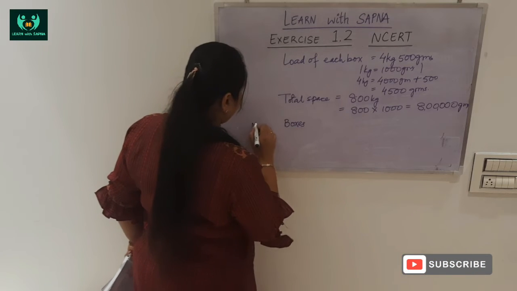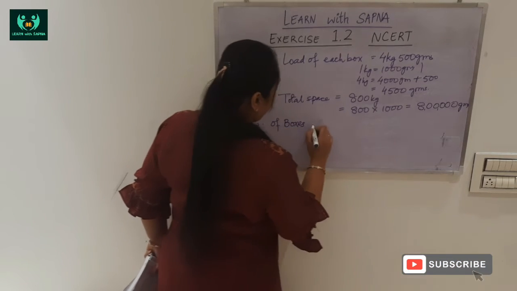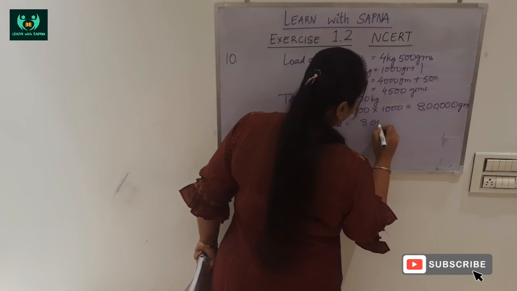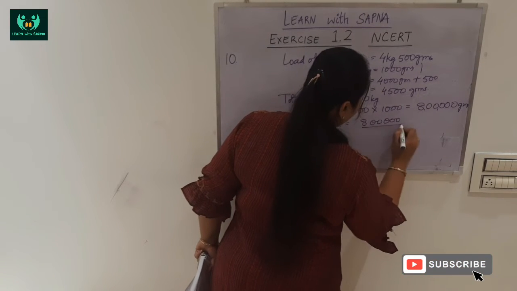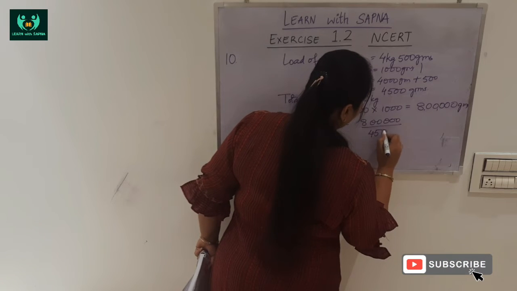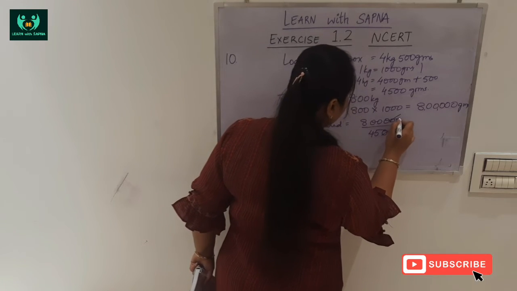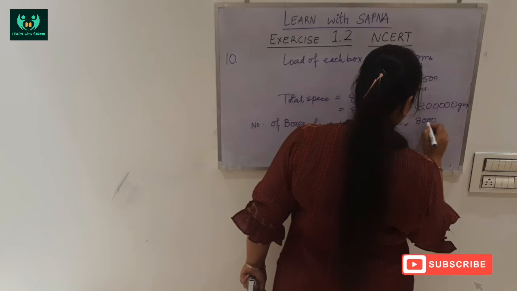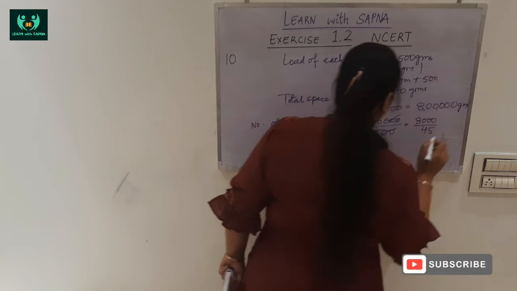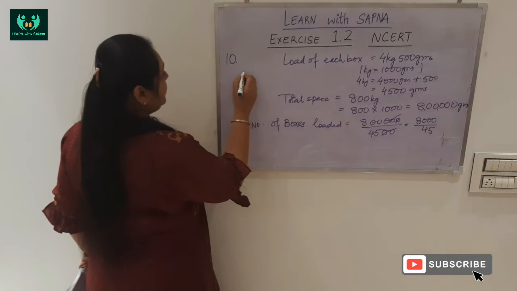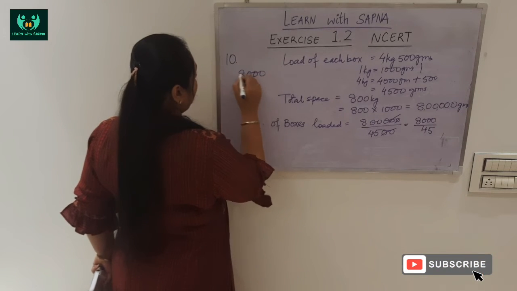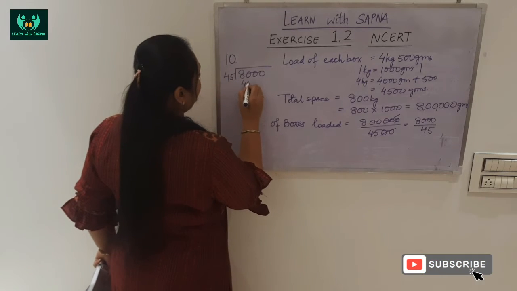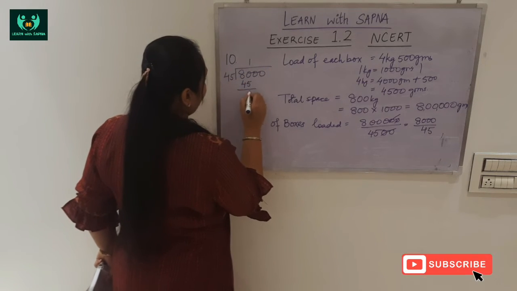Number of boxes that can be loaded will be what? 8 lakh divided by 4500. 2 zeros and 2 zeros will go. So we are left with 8000 divided by 45. Now let's again do the division. 8000 divided by 45. 45 will go only once.